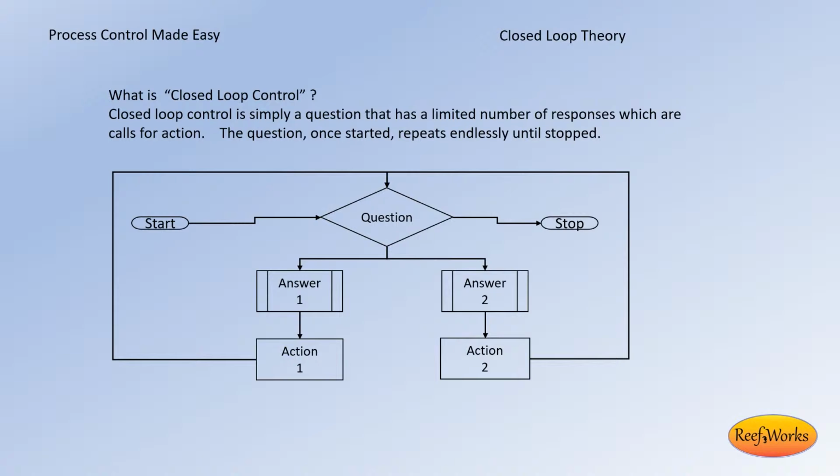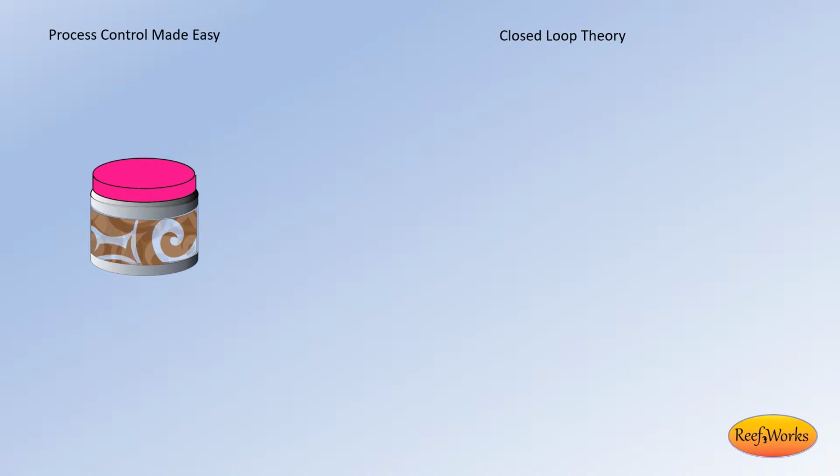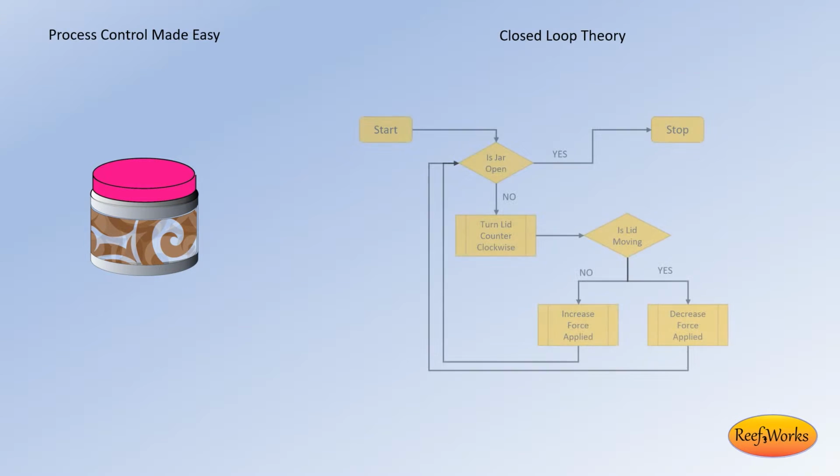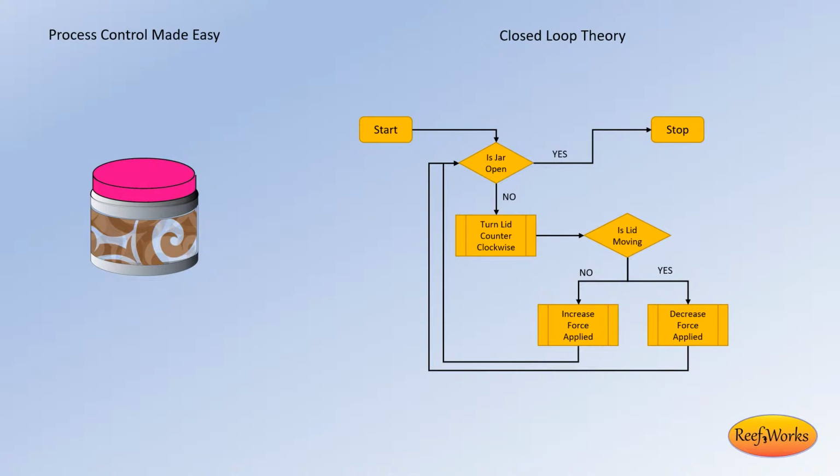To help you understand this, let's do a quick simple example of opening a jar. What does it take to open a jar? Well, here's our closed loop. We have a defined starting point and a defined stopping point, and we have our single question, which is: is the jar open? There are two answers to that, which are called Boolean answers, which means it's either true or false. So if the jar is open, we stop.